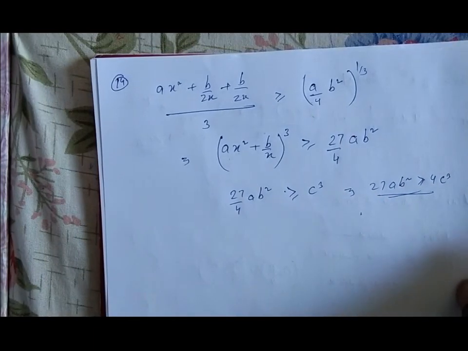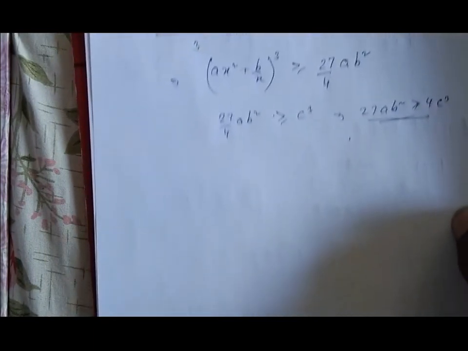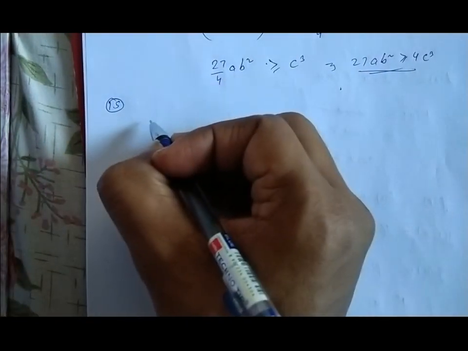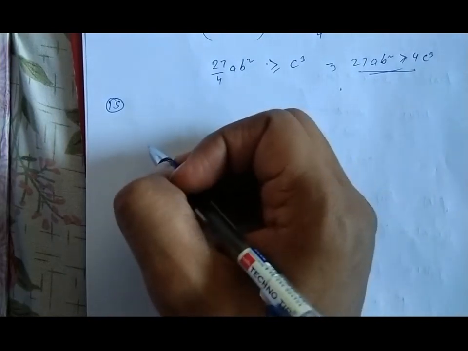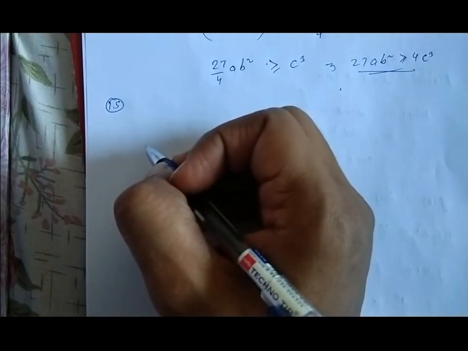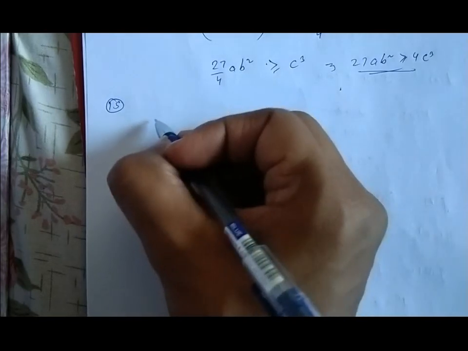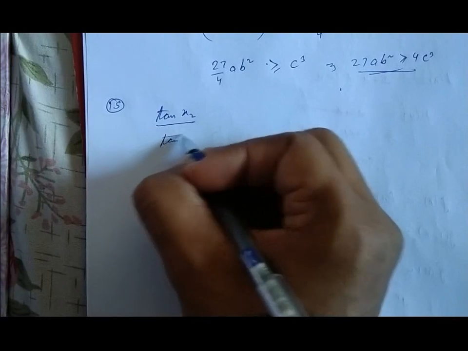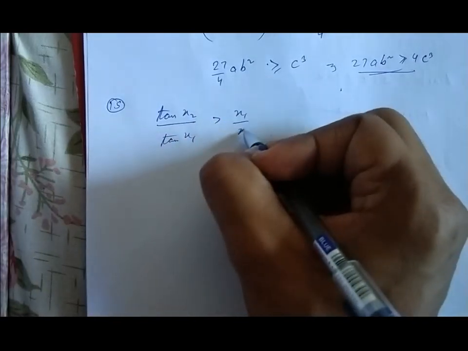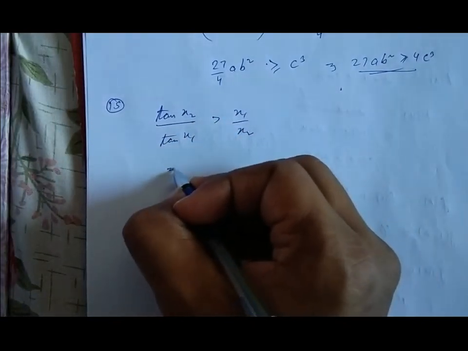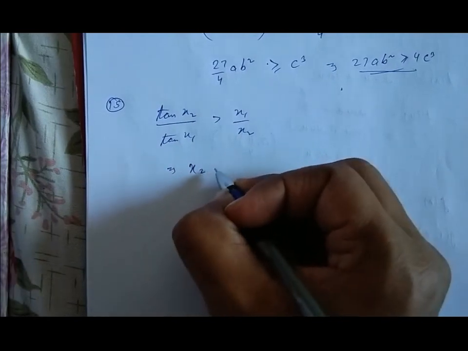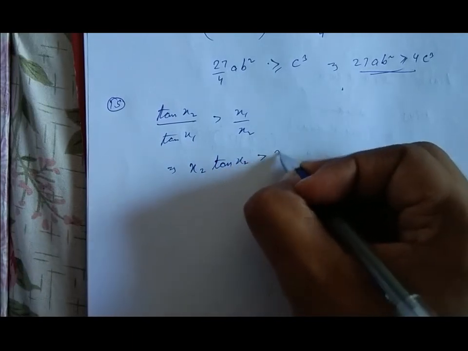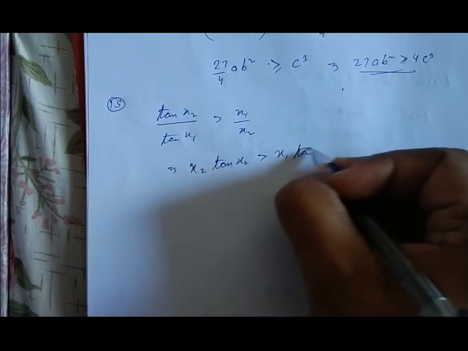Okay, moving on to the next question, question number 15. Between 0 to pi by 2, x1 and x2, we need to show that tan x2 upon tan x1 is greater than x1 by x2. In other words, we need to prove that x2 tan x2 is greater than x1 tan x1.